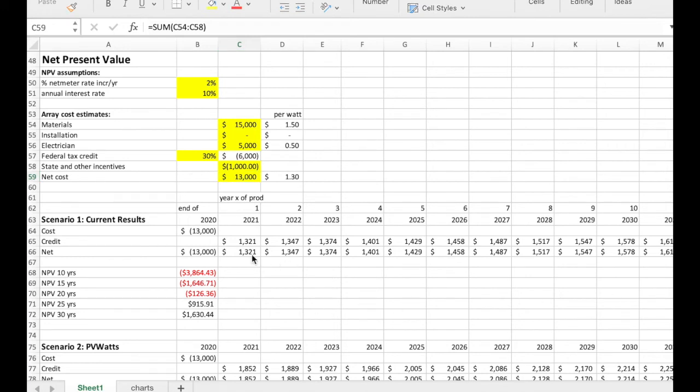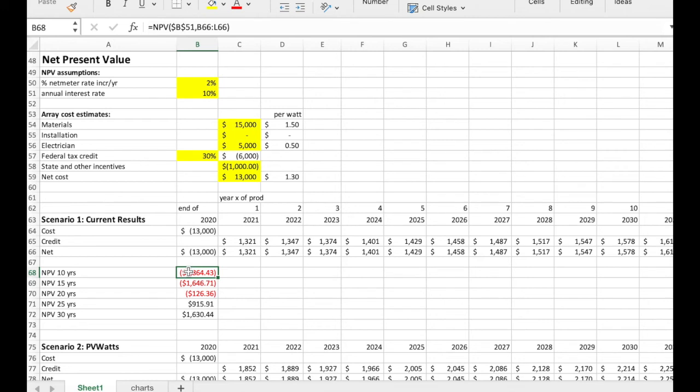Now, if you look at the NPV calculations below, you'll see the $13,000 cost, followed by a credit of $1,321 based on the current results scenario above. And this savings increases slightly each year due to the 2% annual utility rate increase assumption. These yearly credits go out 30 years in the spreadsheet. And then down here, you will find the actual NPV calculations.